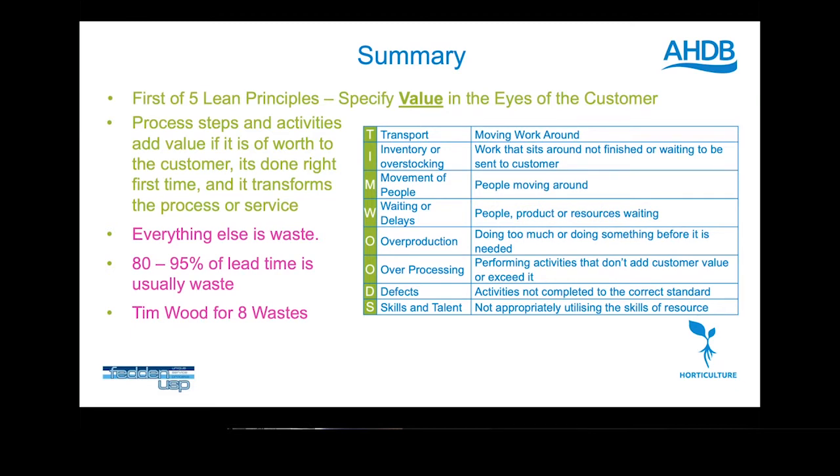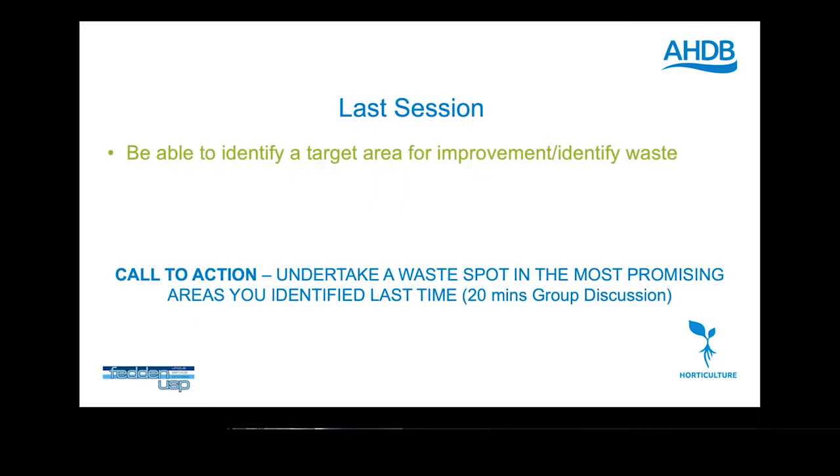And then the final bolt-on was about skills and talents. So that was not appropriately utilizing the skills of your resource. So it was a quick fly through those 7 wastes, 7 plus 1. And again, on the principle that we should be able to see those wastes when we understand that the values are those things that are required by the customer.